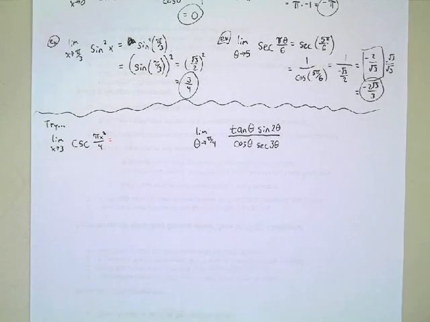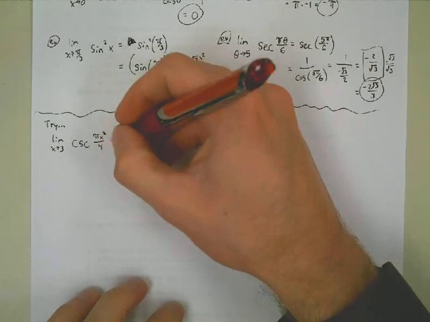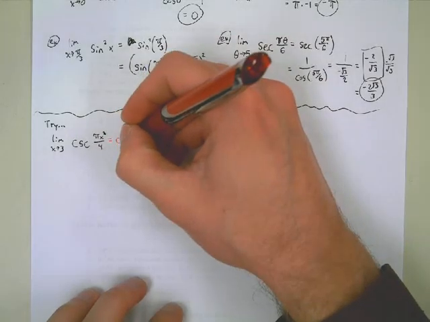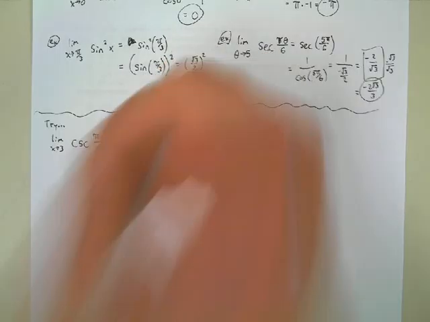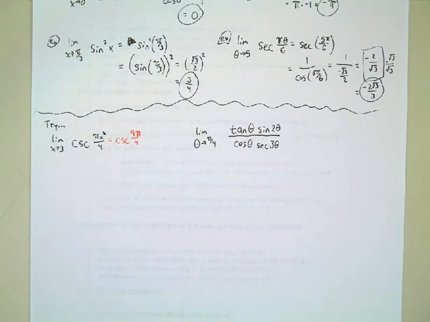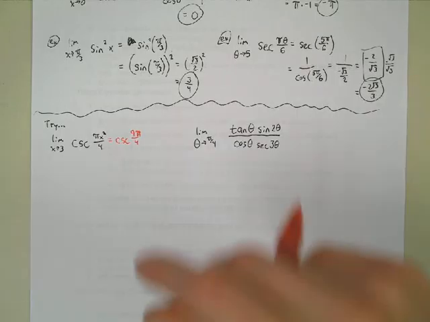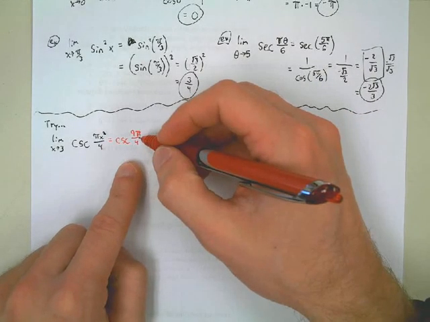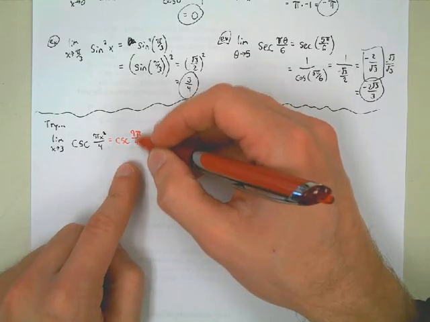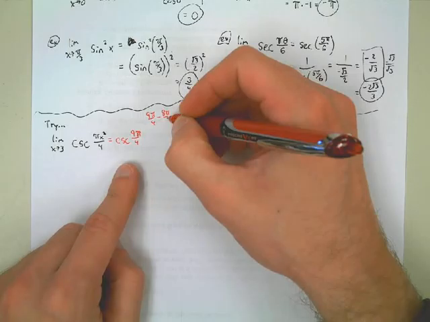Okay, so cosecant of pi x squared over 4, the limit as x approaches 3, we just plug the 3 in, right? And we get cosecant of 9 pi over 4, which is not in our unit circle. It's a coterminal angle. So we need to come up with a coterminal angle. Subtract 2 pi, which is equivalent to subtracting 8 pi over 4. So 9 pi over 4 minus 8 pi over 4 is pi over 4.